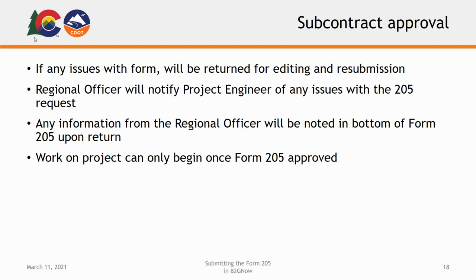Be aware that upon review, the Regional Compliance Officer may notify the engineer of any issues with the sublet. Additionally, the Regional Compliance Officer may identify instances where the DBE may not be eligible for credit for all listed work items. In this case, this information will be noted in the bottom section of the Form 205 upon its return. Remember that work on the project can only begin once the engineer has signed and returned the approved Form 205 to the Regional Compliance Officer.